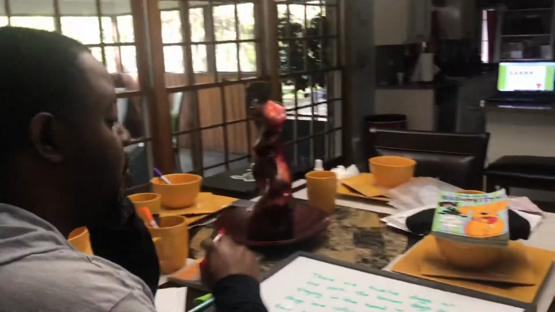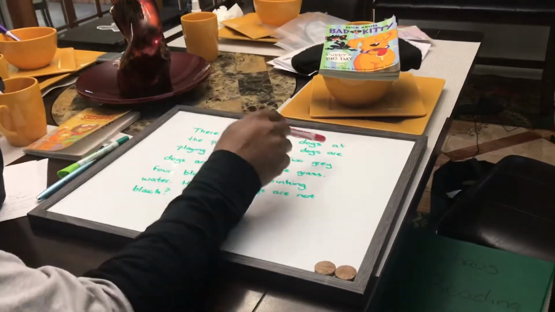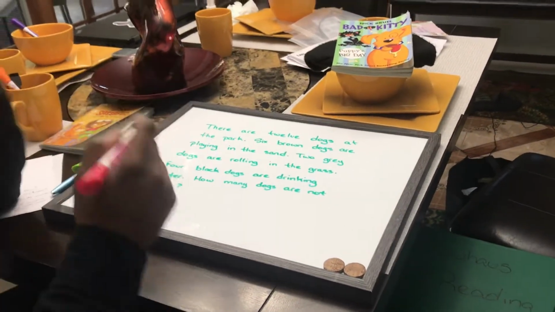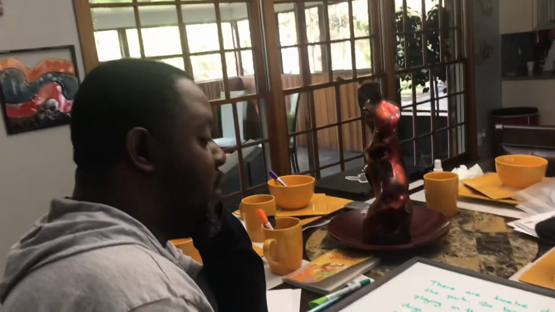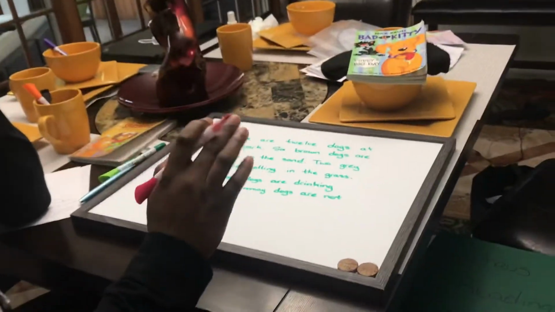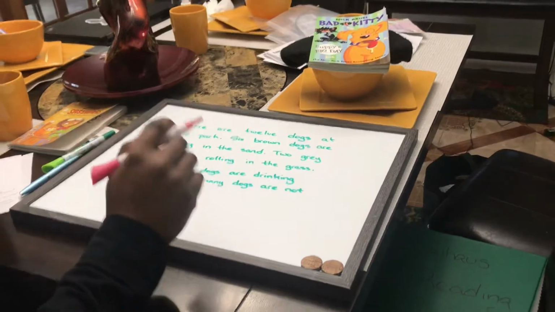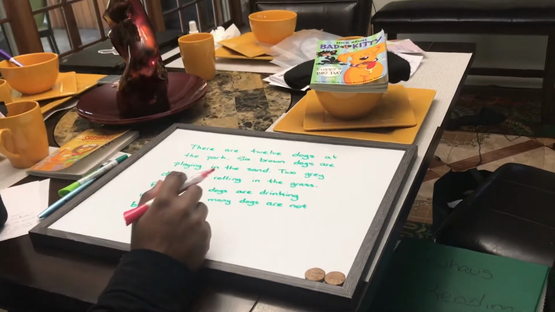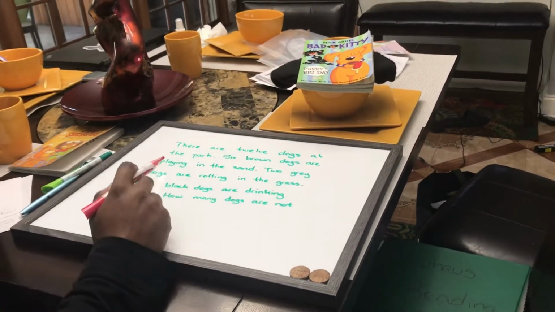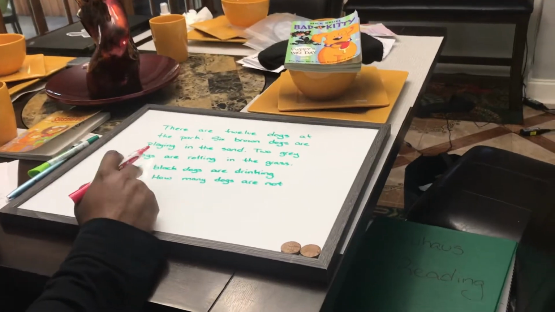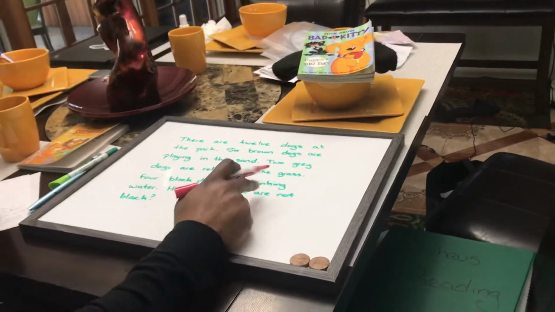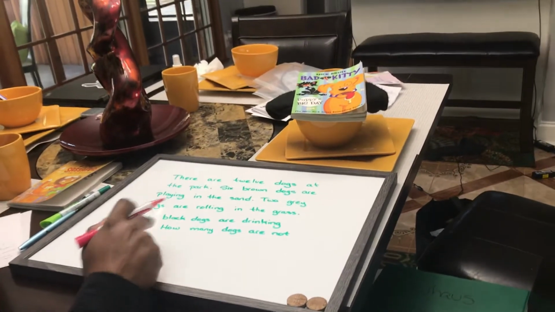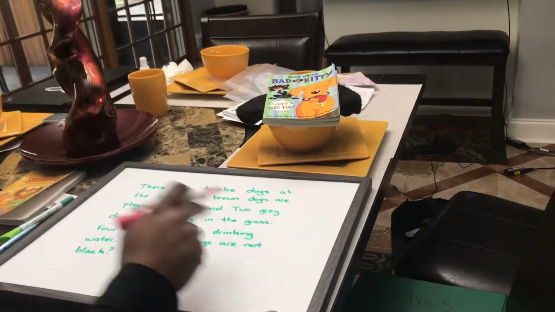All right, so the question reads, there are 12 dogs at the park. Remember, class, one thing we have to remember is that we have to pay attention to the numbers. It says there are 12 dogs at the park. 6 brown dogs are playing in the sand. 2 gray dogs are rolling in the grass. 4 black dogs are drinking water. How many dogs are not black?